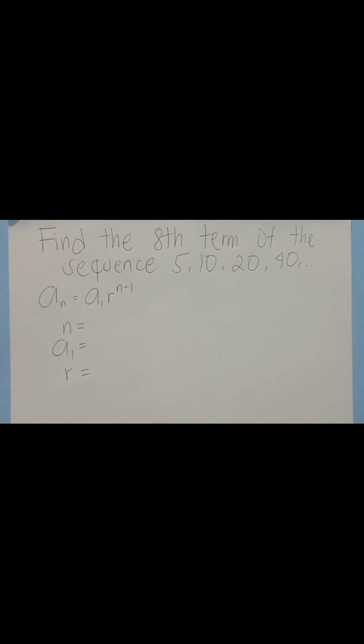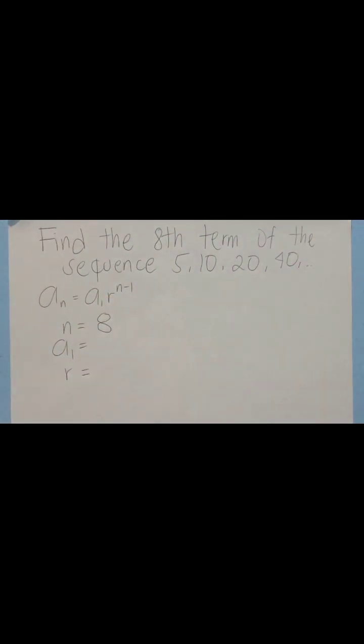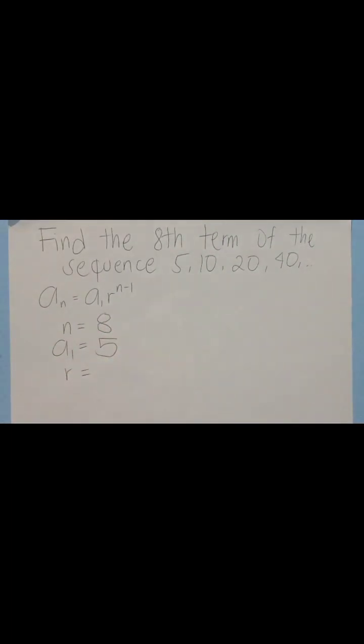Time's up! At we're going to solve the problem na po. So first, let's identify muna the value of n, a sub 1, and r. The n, which is the nth term, or the missing term that we're going to find in this sequence is 8. Dali-dali lang, di ba? And the a sub 1, which is the first term of this sequence, is 5. Wow! I bet you got that correct. And the r, which is the ratio, we're going to solve it first.